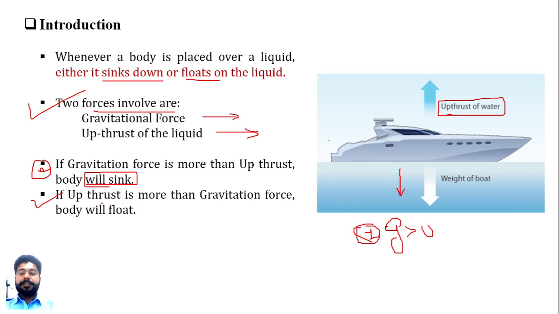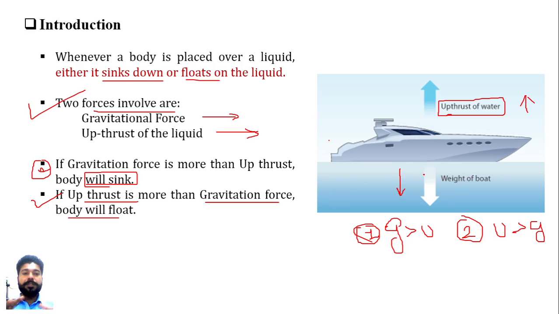For the second case, if the upthrust force, acting in the upward direction, is more than the gravitational force, the body will float. So in our second case, whenever the upthrust force is greater than the gravitational force, the body will float on the free surface of the liquid. So there are mainly two cases in this figure.